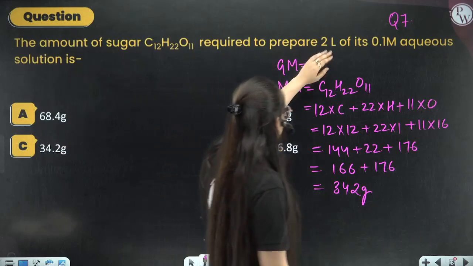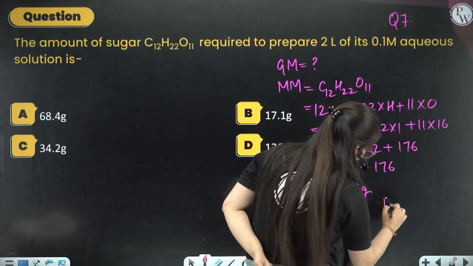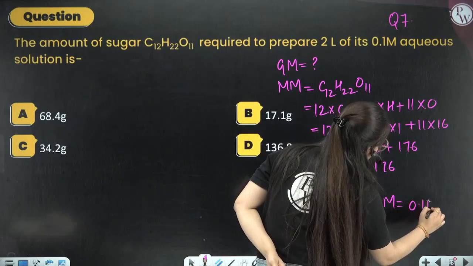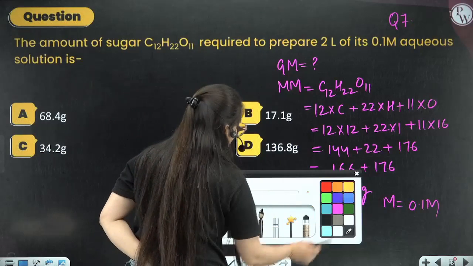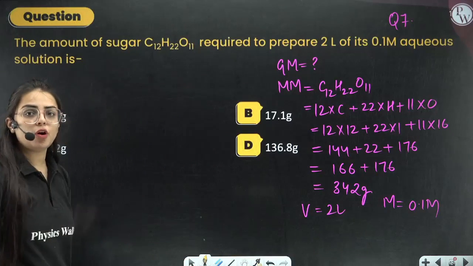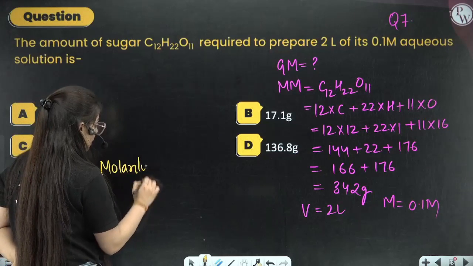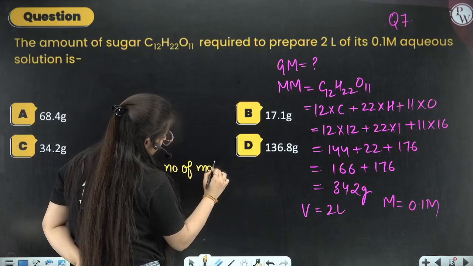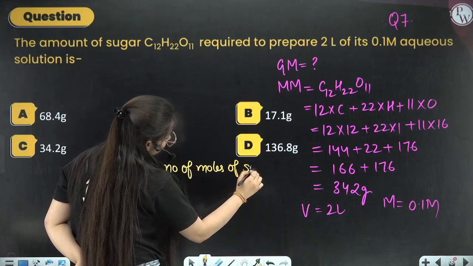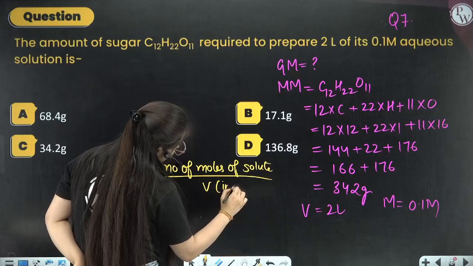Moreover, they have given you volume, that is 2 liters. Also they have given you molarity. Molarity is being provided to you 0.1 molar. That means you need to find out given mass. How you will calculate? With the help of the formula of molarity. What is the formula of molarity? Molarity, ma'am, basically is number of moles of solute divided by volume of solution in liters.